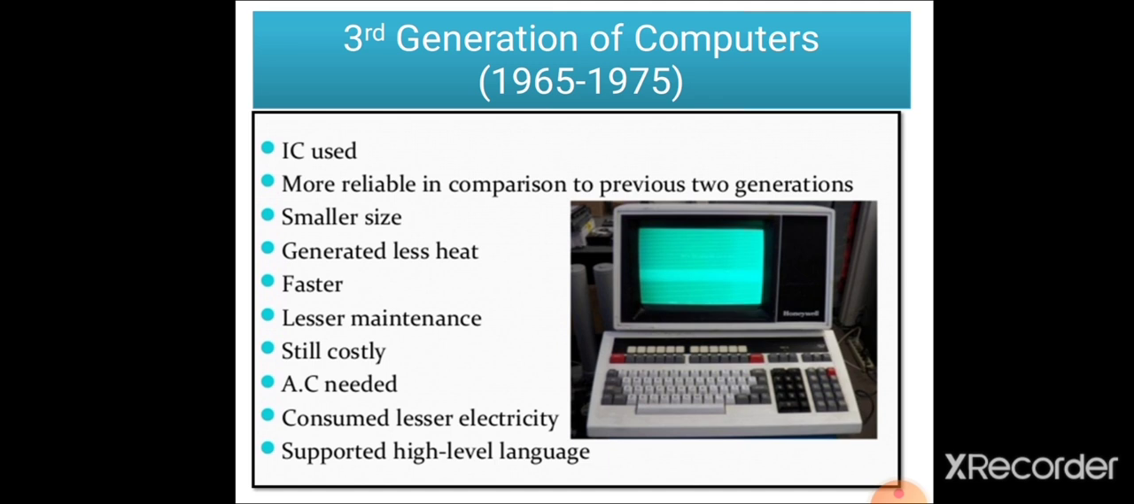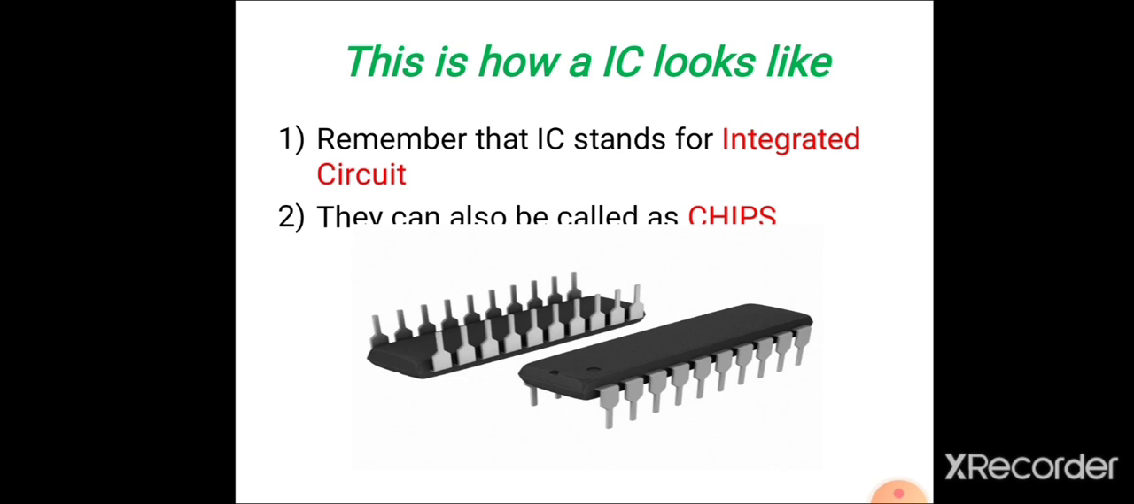The main component in the third generation of computers is the IC. IC stands for integrated circuit. It can also be called a chip. This is how an IC looks, and this is the main component which led to the third generation of computers. Now let us see what the features of third generation computers are.